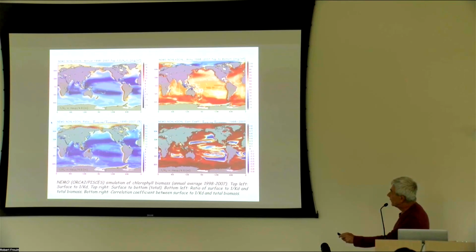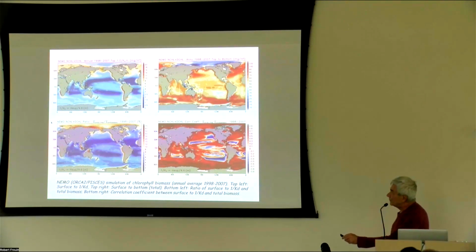So on the top left here, you have the surface chlorophyll concentration, let's say the chlorophyll concentration within one attenuation depth. Here you have the total chlorophyll concentration vertically integrated from surface to bottom. This is the ratio of surface to total. And this is the correlation between the surface chlorophyll and the total.